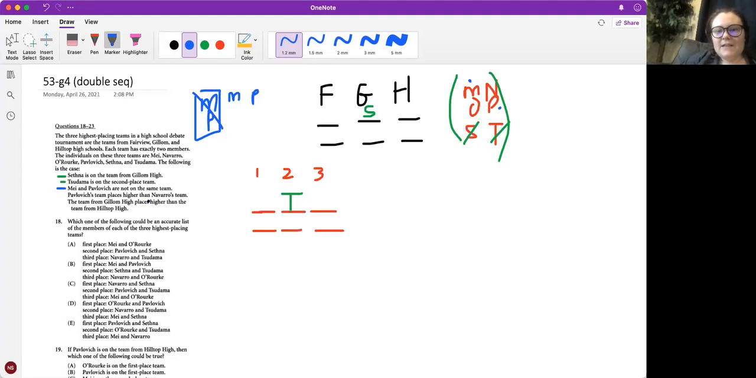P's team places higher than N. So this one, I just drew P is higher than N. And so if we know that P is higher than N, where can't N go? First. Yep. And where can't P go? Third. Fabulous.